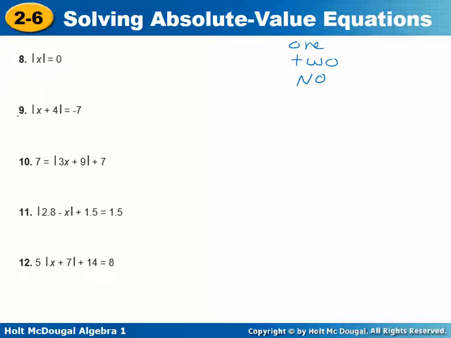So right off the bat, this one is the absolute value of x plus 4 equal to a negative number. This one's going to be no solution. Let's look at number 11.